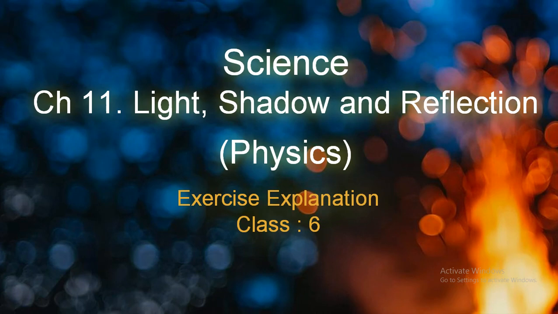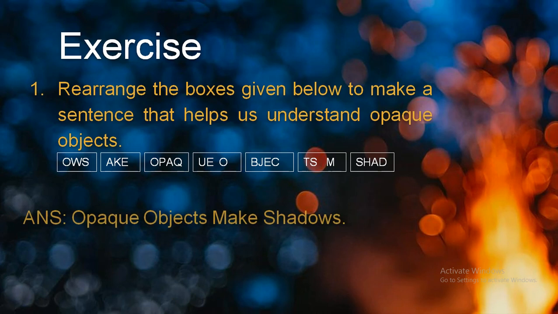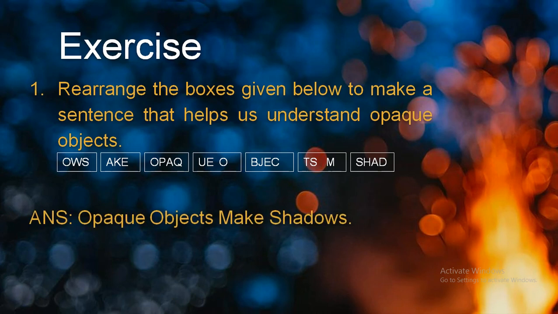Okay, so here I will start with the first question: rearrange the boxes given below to make a sentence that helps us understand opaque objects. Over here you have seven boxes. You have to arrange these boxes in a manner so that you can make a sentence related to opaque objects. If you move the boxes here and there, you can get the statement: opaque objects make shadows. Okay, opaque objects make shadows.